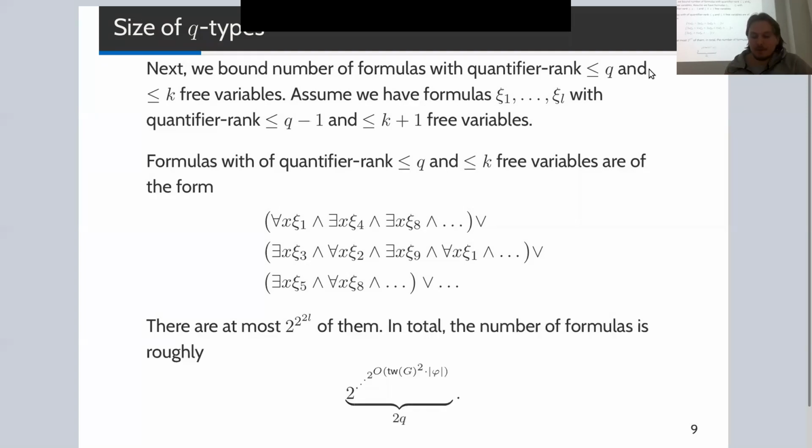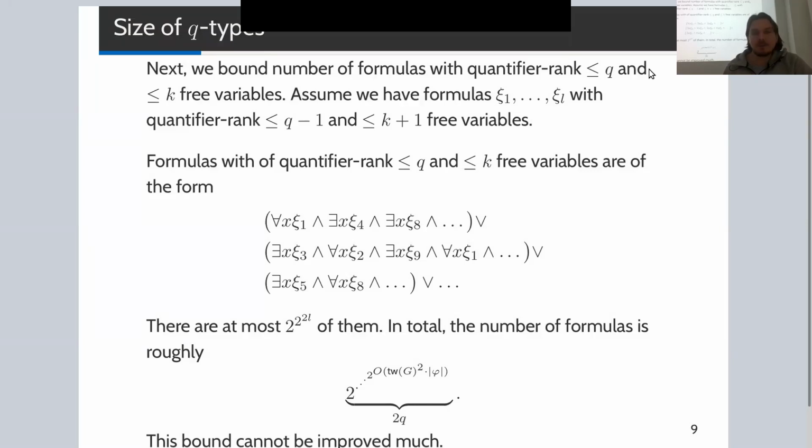So in total, the number of formulas of this kind is 2 to the 2 to the 2, and then we have this base term, tree width squared times phi, and the height of this tower is 2q, 2 steps for every quantifier, for the quantifier depth, each step. But yes, this is a function of the tree width and the formula. So this is the thing that we wanted to show. And so our records are relatively small, even though this is, of course, a very huge function.